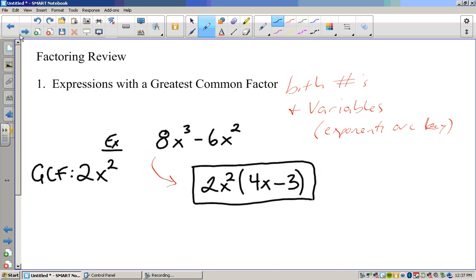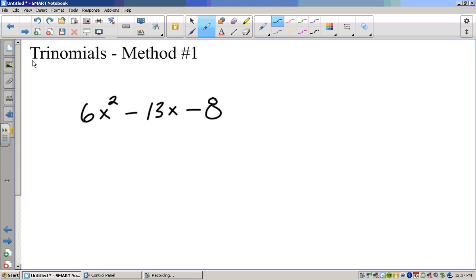As we move forward, we're going to look at other times we don't have this, specifically trinomials. Okay, the next couple of slides here are going to be focused on trinomials.